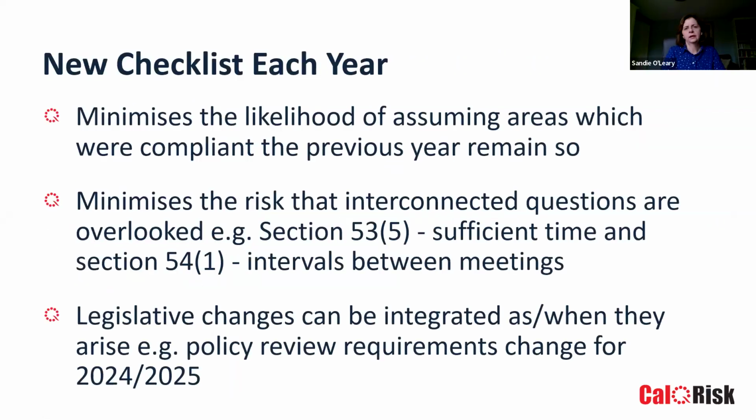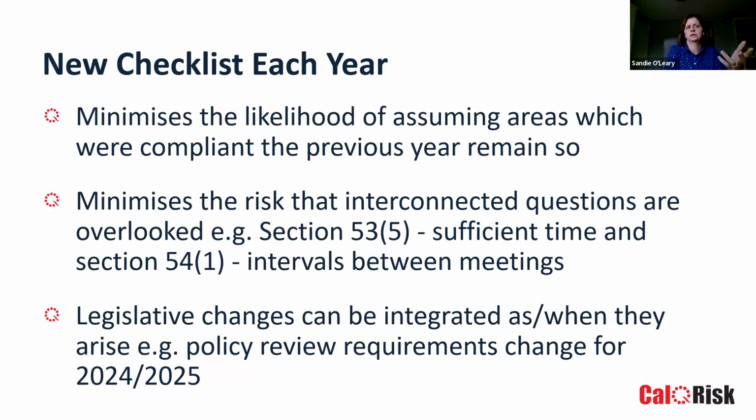Okay, so I think from a good discipline perspective, generating a new checklist each year is best. You basically copy your checklist and create it for the following year. Starting from blank means that you minimize the likelihood of assuming that the credit union is remaining compliant if they were compliant the previous year. It minimizes the chance that interconnected questions are overlooked.